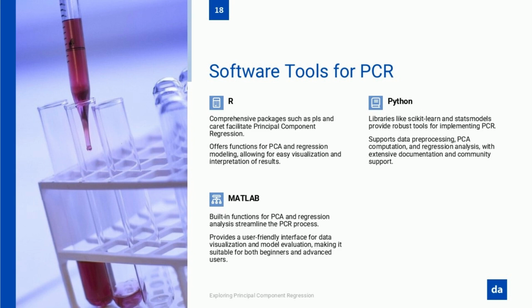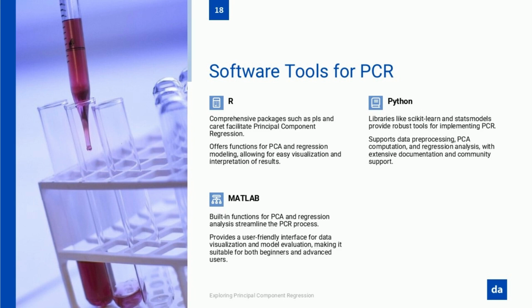The typical workflow in Python starts with loading the dataset using pandas, standardizing the variables with StandardScaler from sklearn.preprocessing, and then applying PCA using sklearn.decomposition.PCA. Once the principal components are selected, a regression model is built using sklearn.linear_model.LinearRegression. Python's flexibility allows for additional customization, such as cross-validation using GridSearchCV, to optimize the number of principal components. The advantage of using Python is its scalability, allowing users to process large datasets efficiently and integrate PCR into broader machine learning workflows.